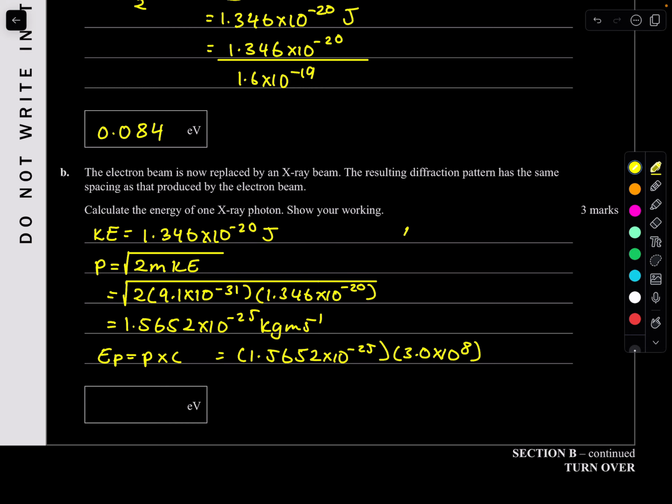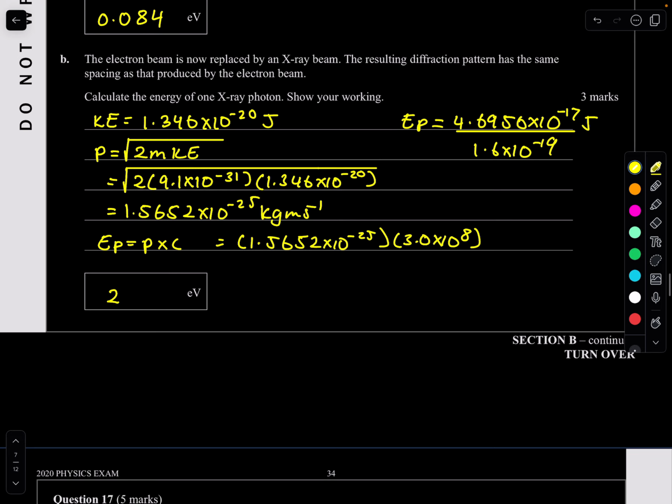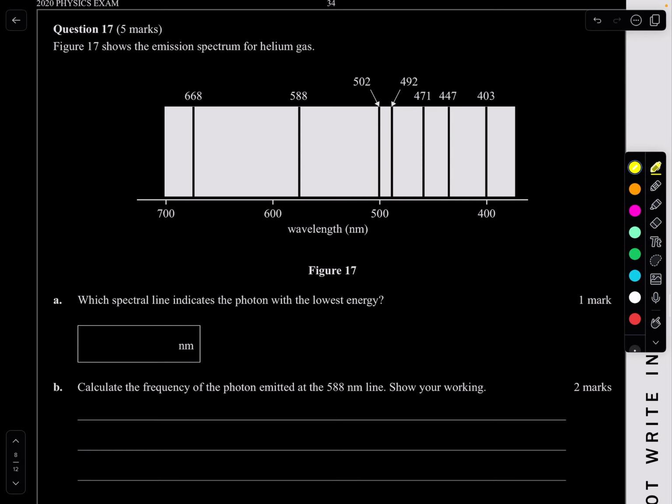So overall, I got my energy of an X-ray, 4.6956 times 10 to the power of negative 17 joules. But I want it in electronvolts, so make sure you divide it by 1.6 times 10 to the negative 19. Doing that, I get basically 293. Beautiful.